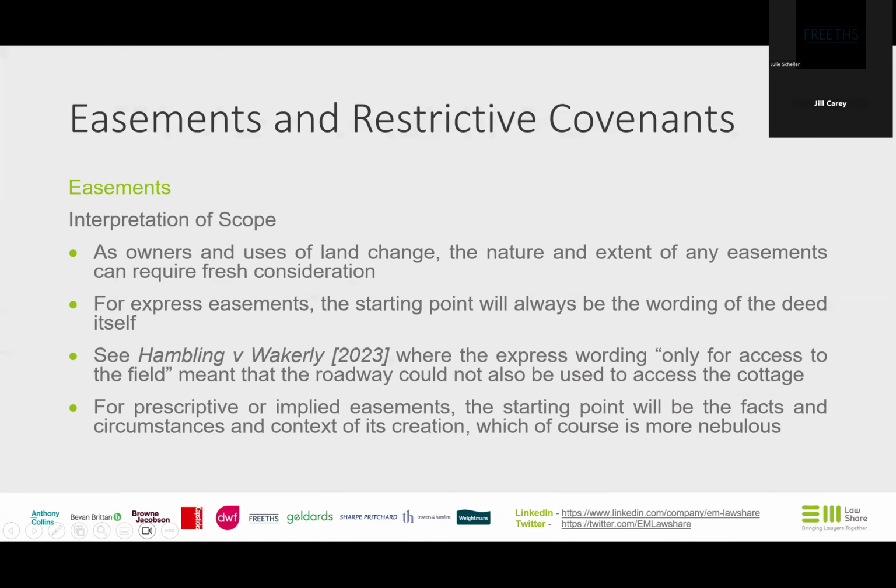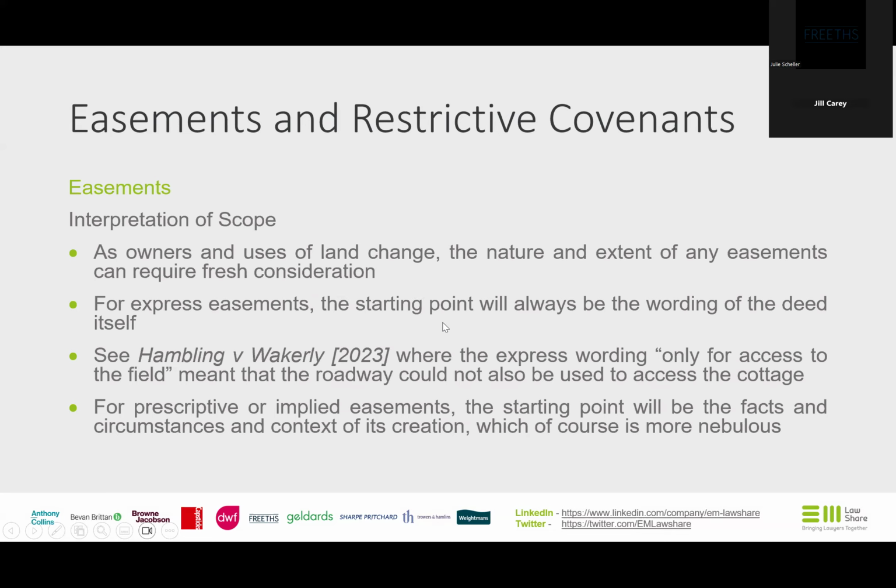So what sort of questions come to us in disputes? Well, we quite often get asked to interpret the scope of an easement, and particularly as owners and users of land change, the nature and extent of any easements can require a rethink. Where you've got a nice, neat deed with an express easement, the starting point will always be the wording of the deed itself. A good recent example from the last year or so is the Hambling case, where the deed said only for access to the field, which meant that they couldn't carry on down the roadway to the cottage. The court took the view that had that been the intention, the deed would have said for access to the field and the cottage.